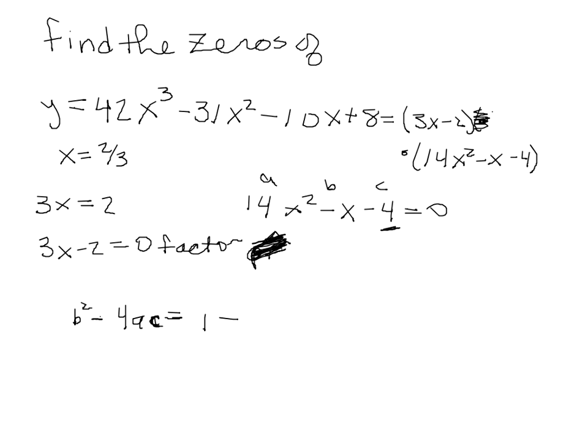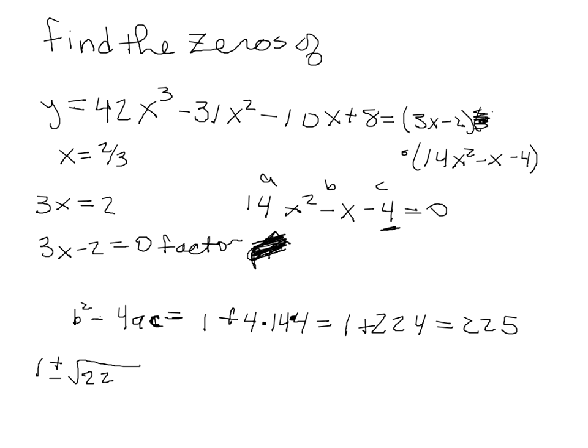So b squared is 1 minus 4 times 14 times minus 4. So that minus combines with that minus to give us a plus. So this is 1 plus 4 times 14 times 4. So plus 224. So that's 225. So minus b plus or minus the square root of b squared minus 4ac, which is 225, all over 2 times a.